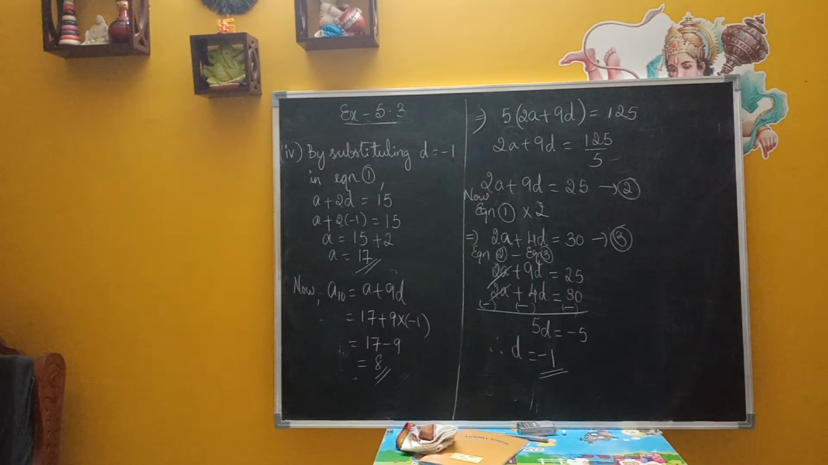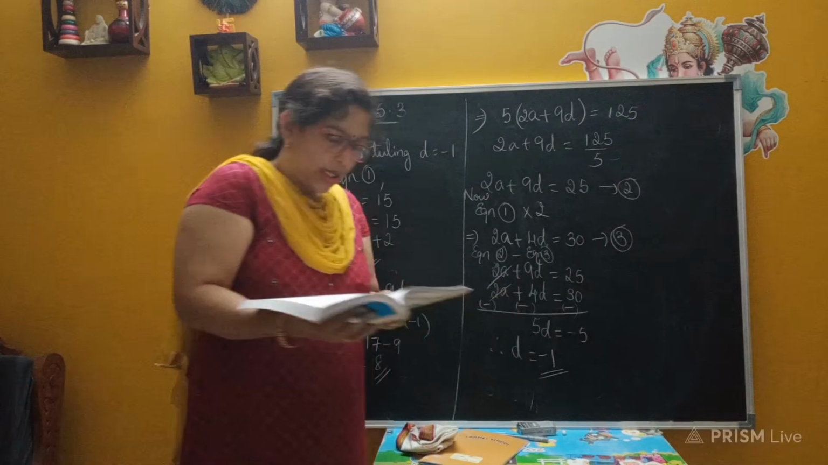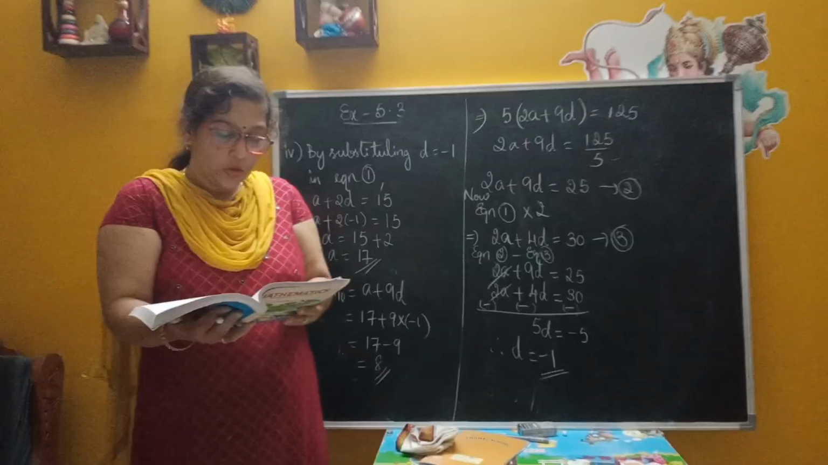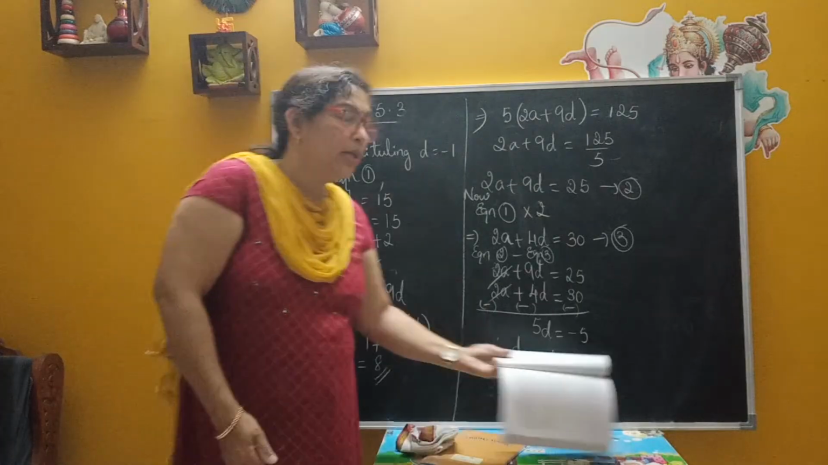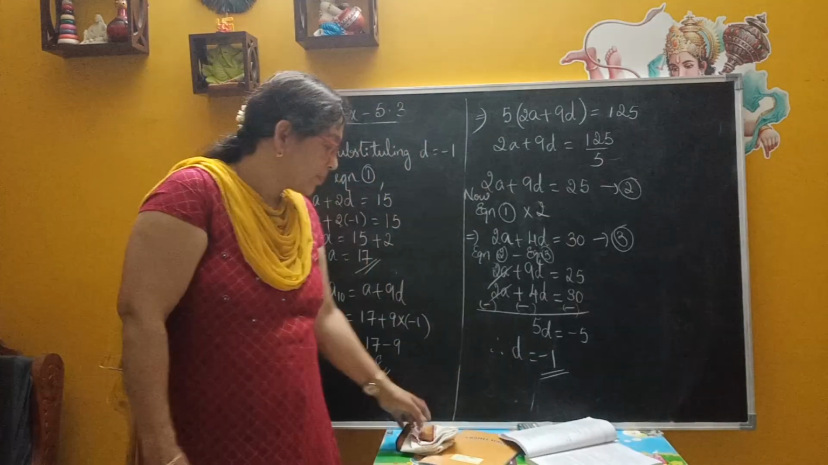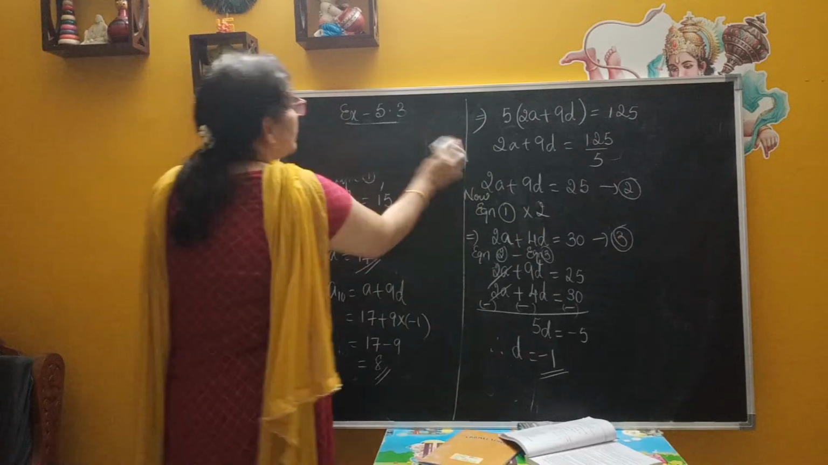Now let us go with the eighth problem in this. Okay, eighth problem. Given that n is equal to 4, d is equal to 2, Sn is equal to minus 14, find n and a. Find n and a. An is equal to, what are given, you write first.